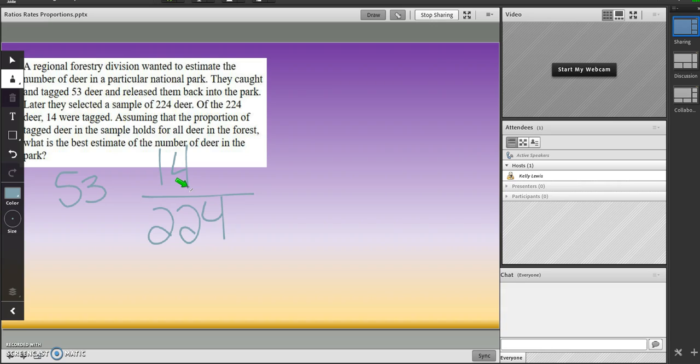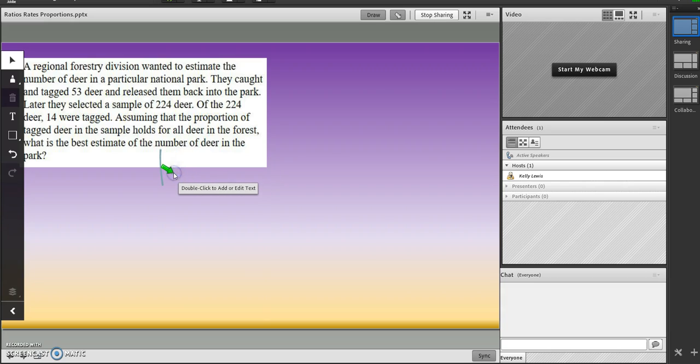Let's make sure that we have our stuff set up correctly. Because when you set up a proportion, the same things have to be on the top. Like, tagged both have to be on the top, and collected has to be on the bottom, or something like that.